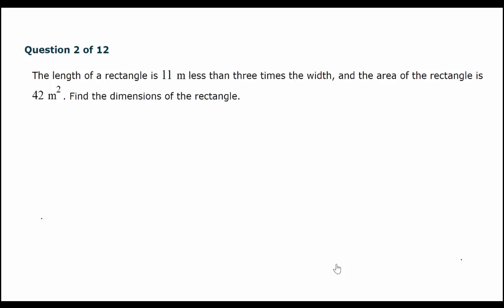Question number 2. The length of a rectangle is 11 meters less than 3 times the width. The area of the rectangle is 42 square meters. Find the dimensions of the rectangle.